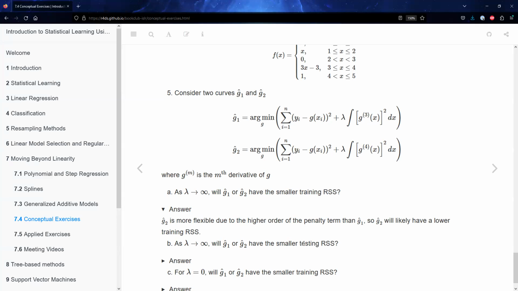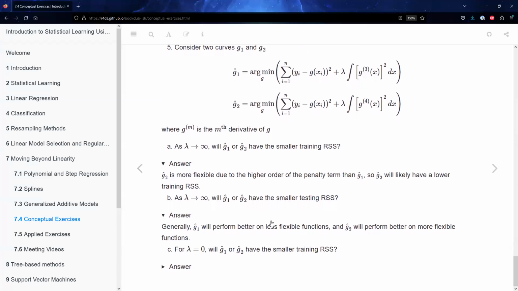Part B, similar question, but asking about the test set. Here, G1 will generally perform better than less flexible functions, but G2 will perform better on more flexible functions. In other words, when we're considering the polynomials, we probably want a lower complexity for lower complex data sets, higher complexity for higher complex data sets, maybe.